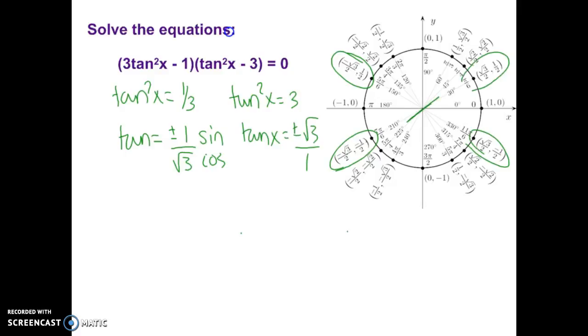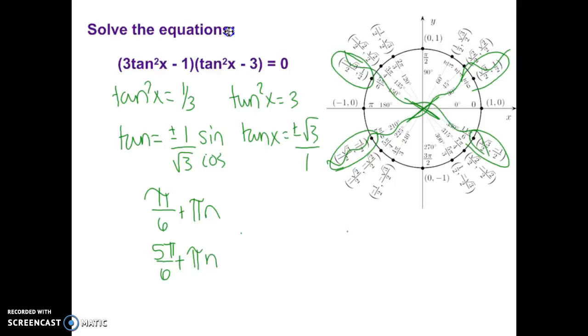Notice how these repeat across from each other, as do these. So from this side, I'm going to get pi over 6 plus pi n. That takes care of both of these answers. And then I'm going to get 5 pi over 6 plus pi n. That takes care of those answers. Now I'm going to continue with the right side of my problem.